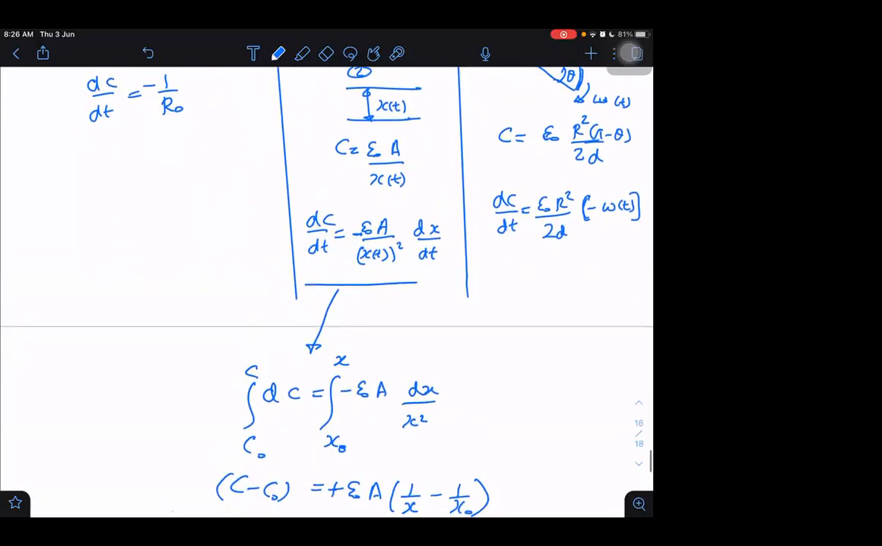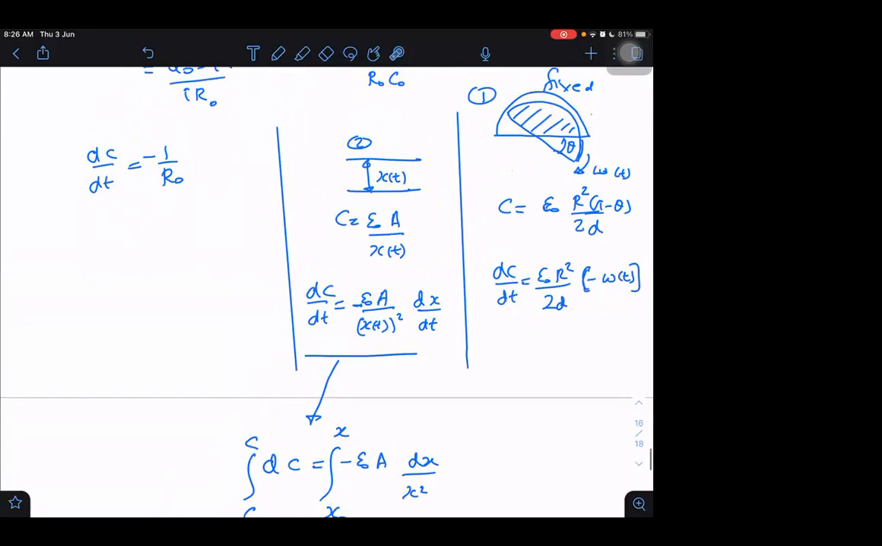Similarly, for the other case, dC by dt is this. Take this value here. We get epsilon naught into r square by 2d into minus omega t is equal to minus 1 by r naught. Then omega t is equal to 2d upon r naught into epsilon naught into r square. That is the answer.